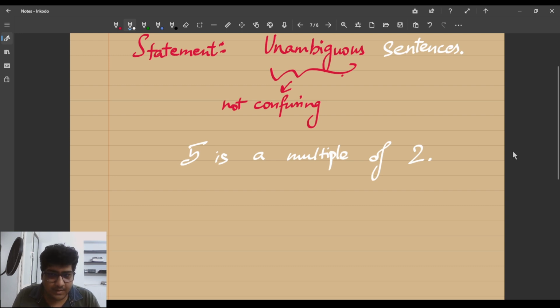But it's still a statement because it's false no matter where you live, which country you are from, which gender you are, or which god you're believing in. 5 is never a multiple of 2. So this is a statement. It's a false statement, that comes later, but this is a statement.